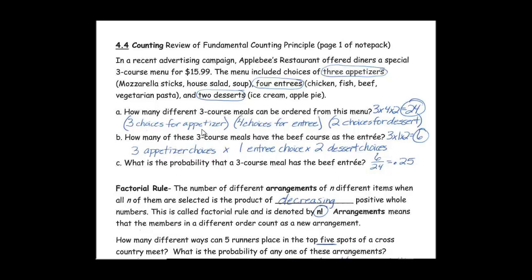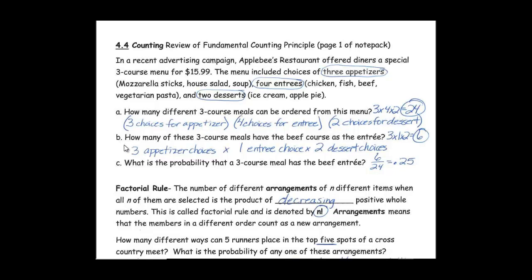Okay, we had 3 different choices for appetizers, 4 different choices for entree, and 2 different choices for dessert. So the quick and easy way to do this would just be to multiply those number of options. So 3 times 4 times 2 would give us 24. Now on page 1 of your notepad, I showed you how we could do a tree diagram, which helps you to visualize how the number of combinations here can really explode, and it can get kind of crazy if you're relying on the tree diagram. This is way easier.